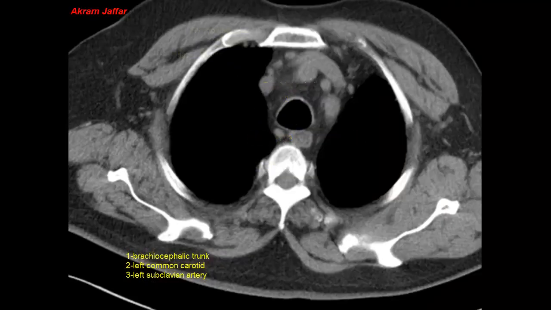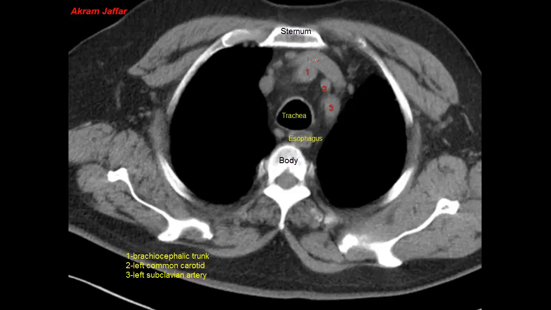Now this is an axial CT, which is almost at the same level of the previous section. So let's look at the structures here. Anteriorly, we have the sternum, and here these are the ribs. Posteriorly is a vertebral body, and anterior to the vertebral body is the esophagus. Anterior to it is the trachea, and then we can see the vessels here, the three vessels, arteries. This is the brachiocephalic trunk, left common carotid, and left subclavian arteries.